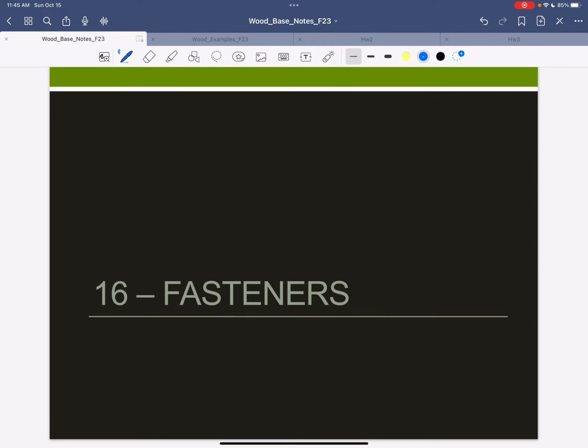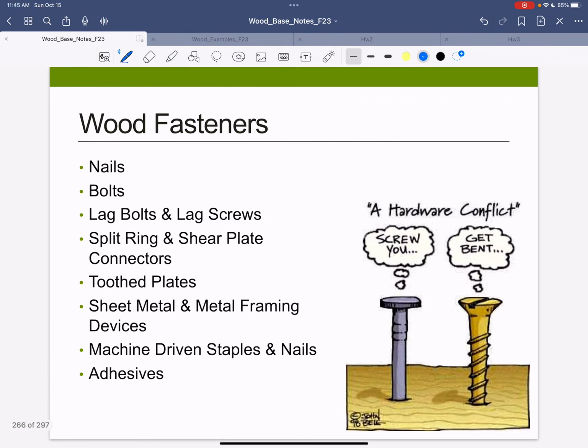This is our last topic in wood, and this is fasteners. So basically connection details. As you know, there's pretty much versions of nails and screws, and then some other kind of specialty plates. This was already in your packet, so here we have it.